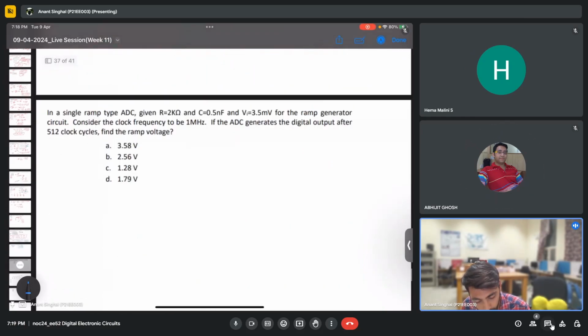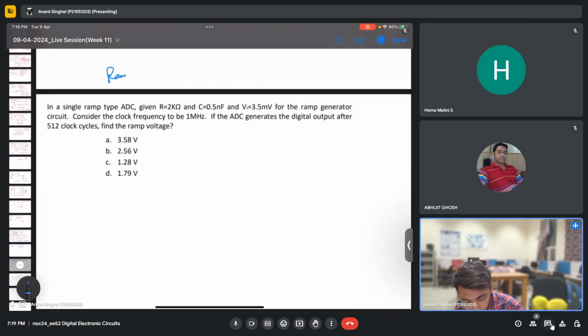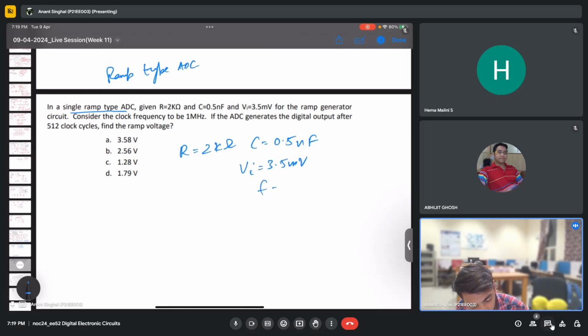So let's move forward. We have one more type of ADC, which is a ramp type ADC. It is given with all the values of the resistance, capacitance, and the input voltage, which is 3.5 millivolts. The clock frequency is also given. If the ADC generates a digital output in 512 clock cycles, we need to find the ramp voltage.